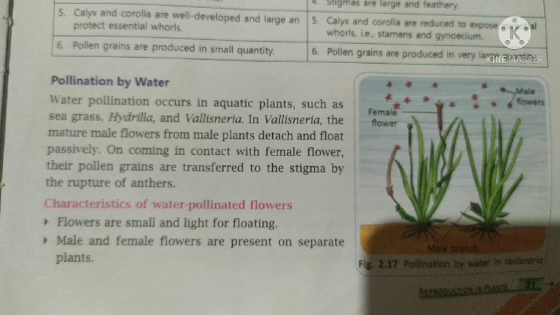Let us learn about pollination by water. Water pollination occurs in aquatic plants such as Hydrilla and Vallisneria. Here, my dear students, the flowers are small and light. Small and light flowers help them in floating, and male and female flowers are present on separate plants.